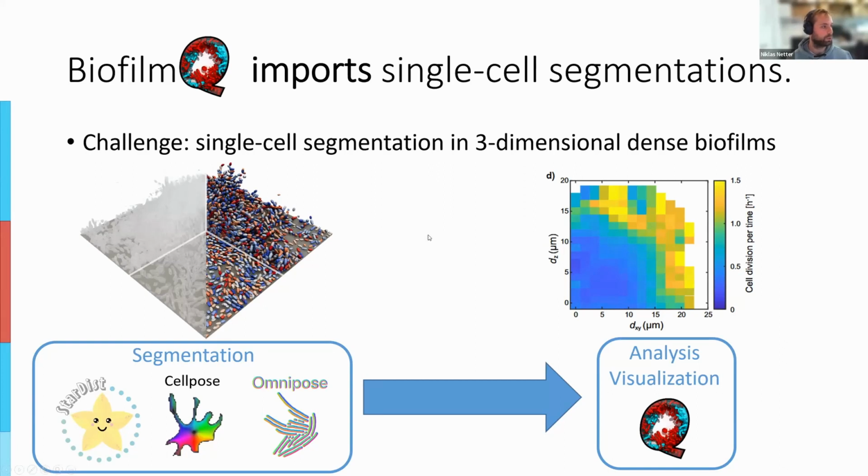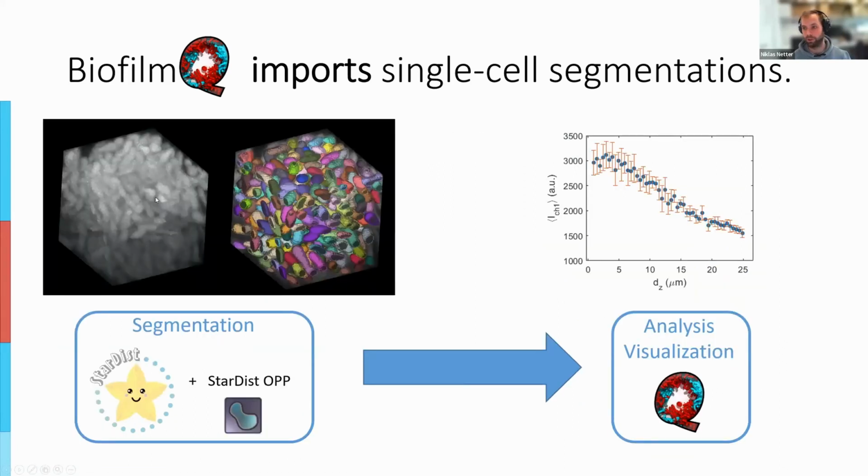So today we will have a small sample image, and we will use StarDist plus Napari and StarDist OPP, a tool that we developed for biofilm analysis or single-cell segmentation. We will segment the sample image, then save these files and import them with BiofilmQ. And then in BiofilmQ, we will do a short analysis and talk about single-cell properties that BiofilmQ can calculate now on this imported data. And then we will visualize a simple graph.